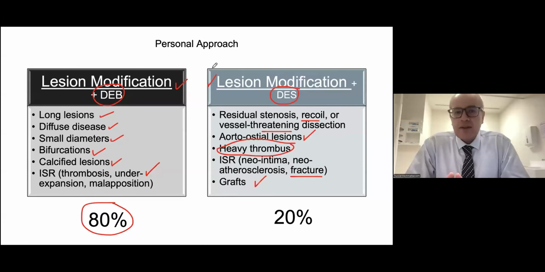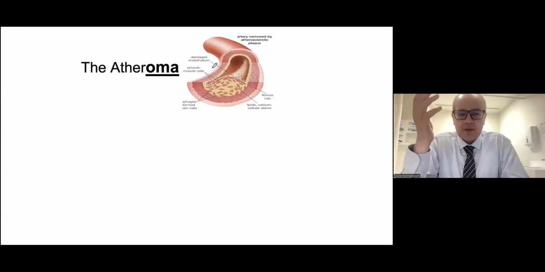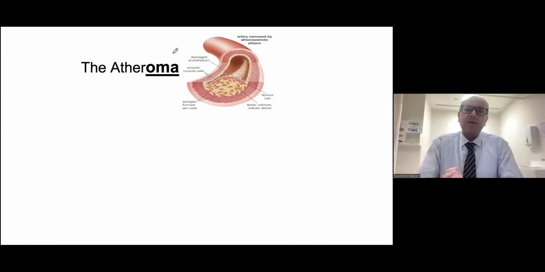Because the common denominator is the lesion modification, this talk is going to be dedicated to that specific topic, lesion modification. So first, let's discuss what is the lesion. The bread and butter is atherosclerosis. Of course, we have some other less common pathologies like spontaneous dissection, like graft degeneration, and that's different from atherosclerosis. We have some hypercoagulable states, but we know that our bread and butter is atherosclerosis.